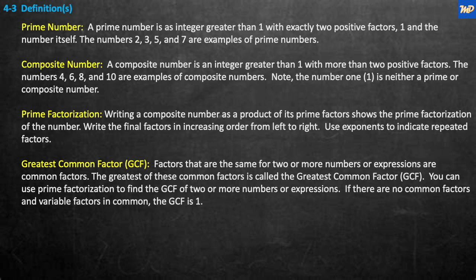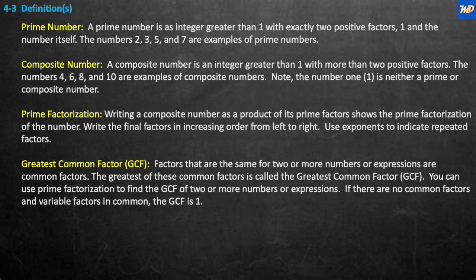Prime factorization. Writing a composite number as a product of its prime factors shows the prime factorization of the number. Write the final factors in increasing order from left to right. Use exponents to indicate repeated factors.